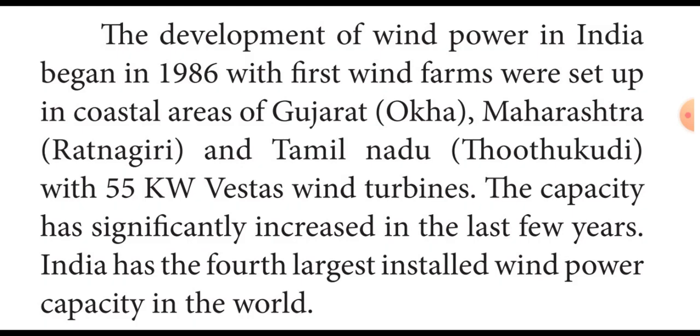Then wind farms were also formed in Maharashtra and Tamil Nadu. In Maharashtra, in the areas of Ratnagiri. In Tamil Nadu, they were formed nearby Thoothukudi. Then 55 kW Vestas wind turbines were produced through these power mills. India has the fourth largest installed wind power capacity in the world.